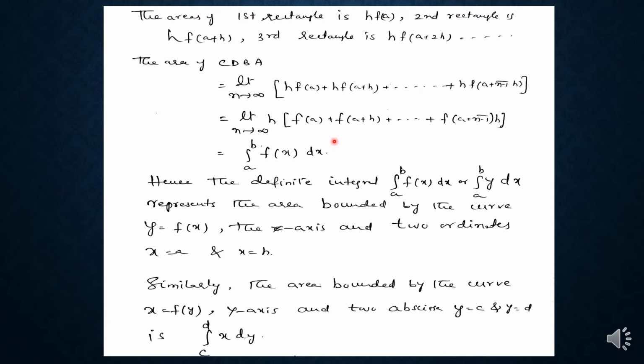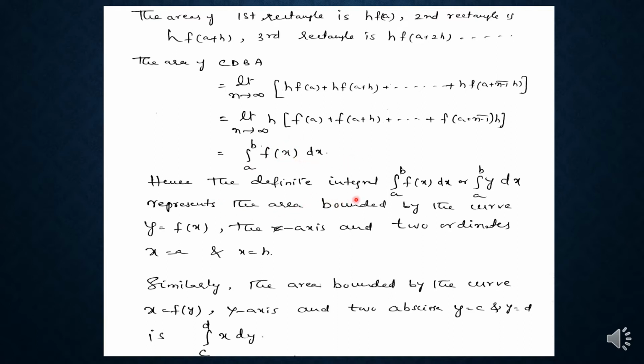So we divided the length AB into some n equal parts with equal width, that is h. If n tends to infinity, if it is divided into so many parts, then the width h becomes very small. So h becomes 0. Then this can be written as integral a to b f of x dx.